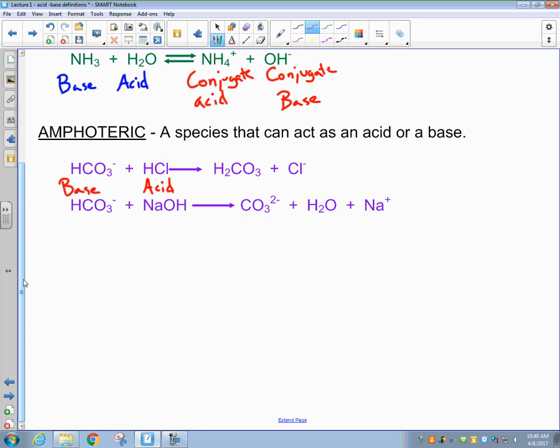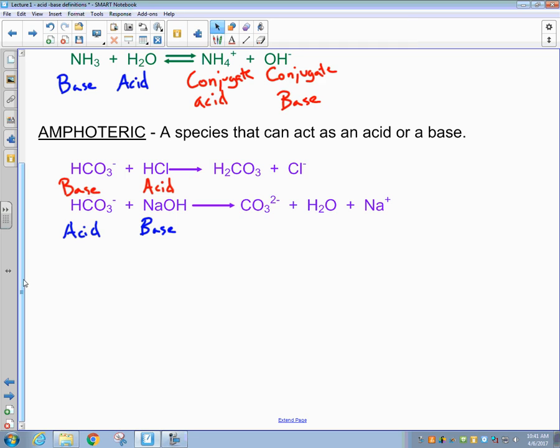If we then look at the second reaction listed in purple, the HCO3, now moving from left to right, from reactant to product side, is now losing a hydrogen ion. So according to our Bronsted-Lowry definition, that would be defined as an acid in the second reaction. The NaOH would be defined as our base.